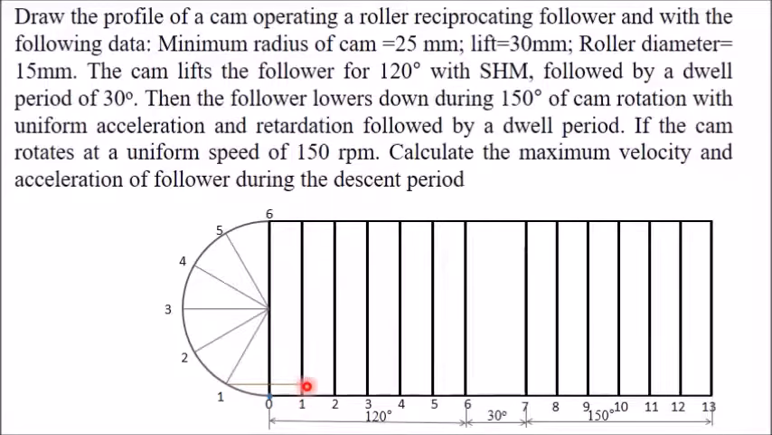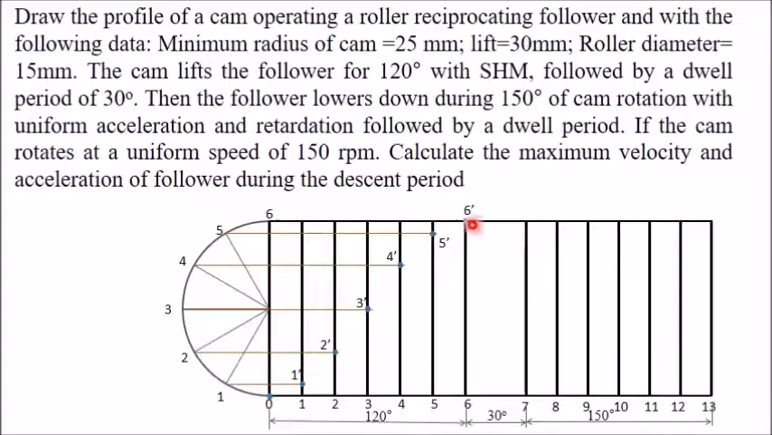Intersection is this point. This is my first point, 1 dash. Similarly, you will get 2 dash, 3 dash, 4 dash, 5 dash, and then 6 dash: from 6, a vertical line and a horizontal line, intersection 6 dash.